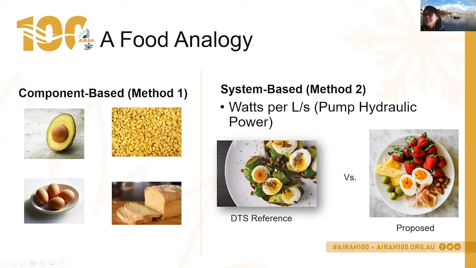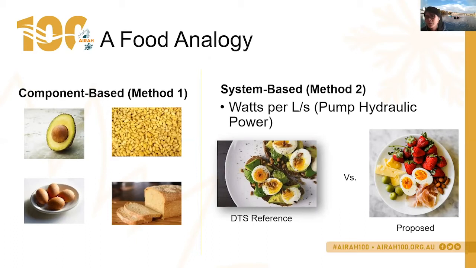Now, in a system-based approach, we will be comparing your healthy reference breakfast, which is the DTS reference, versus a proposed breakfast. So you might say, hey, what if I had a different type of breakfast with some strawberries, olives, and I still have eggs in there, but I'm going to have some prosciutto in there. How healthy is it compared to my reference breakfast?